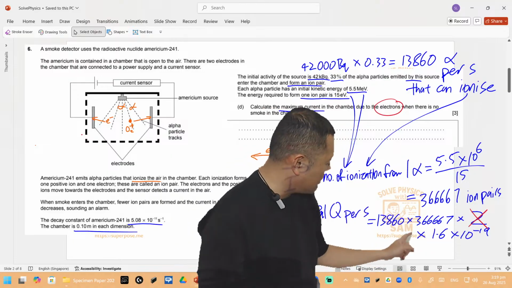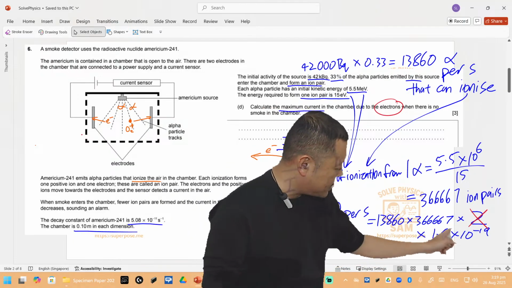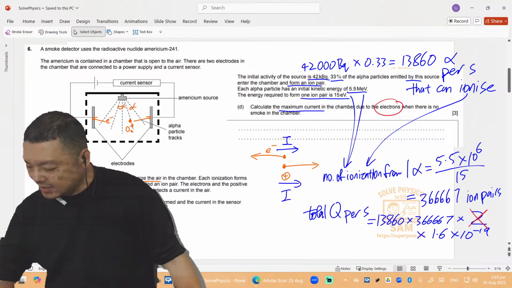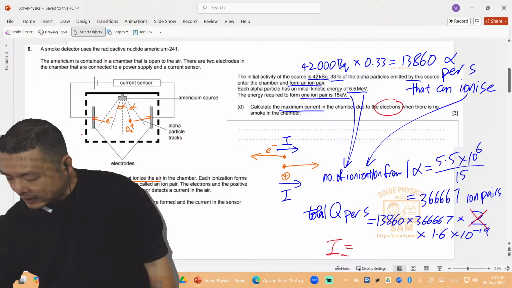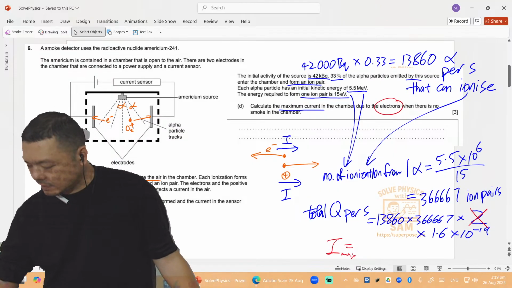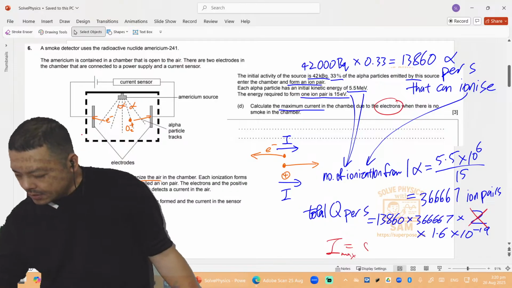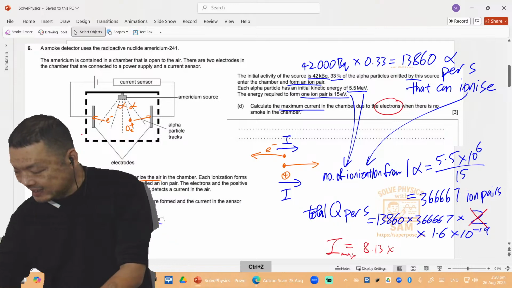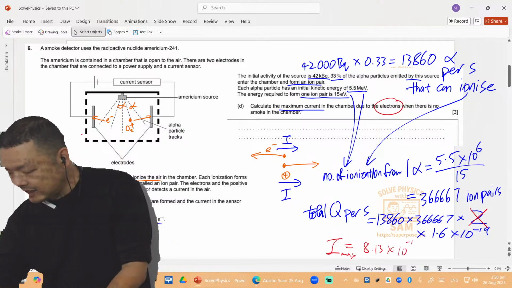So 13860 times this, then times the charge. And this is per second, right? That's current. So that's the maximum current that you can get. How much is this? 8.13 times 10 to the power of minus 10 amperes.